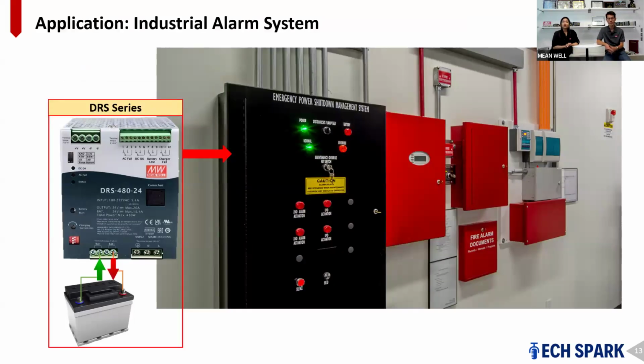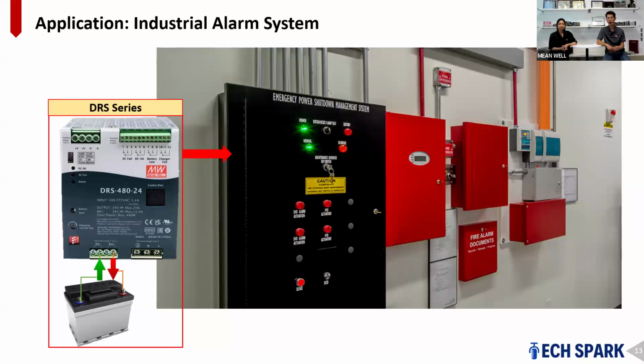And then this is our last application example, which is an industrial alarm system. An industrial alarm system is a crucial component of safety and security in manufacturing plants, warehouses, and other industrial settings. These systems are designed to detect various types of emergencies or abnormal conditions and alert personnel so that appropriate actions can be taken swiftly. It helps ensure safety, minimizes damage, and overall helps in the orderly shutdown of operations.